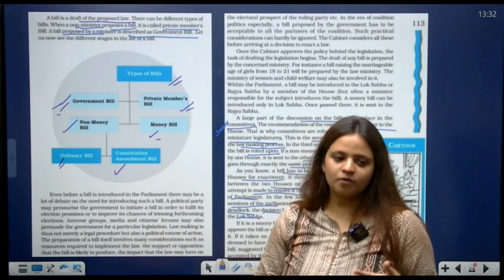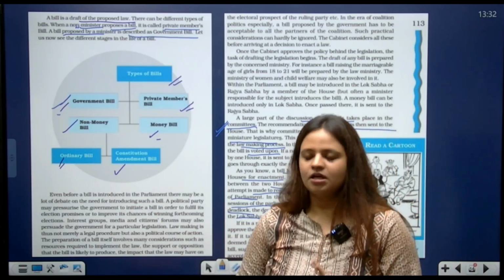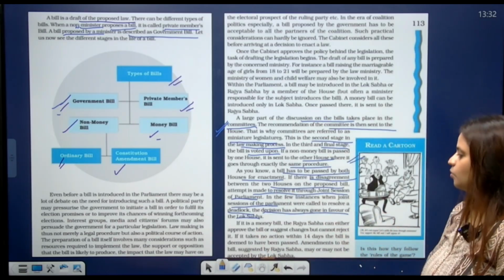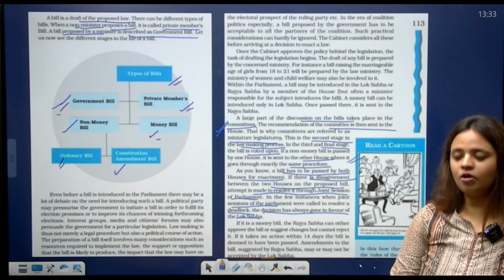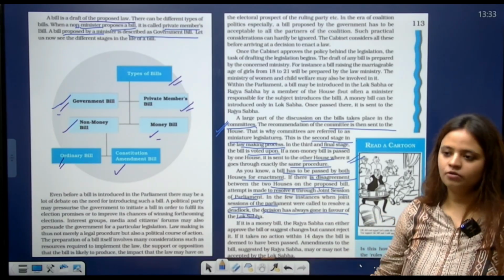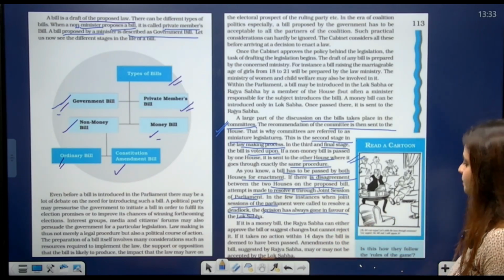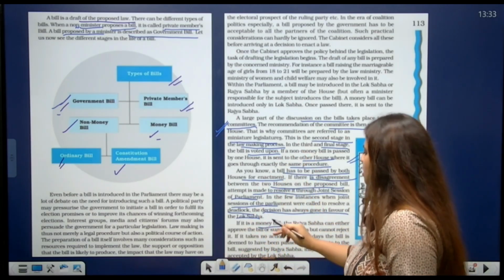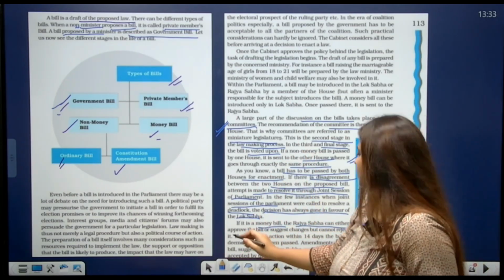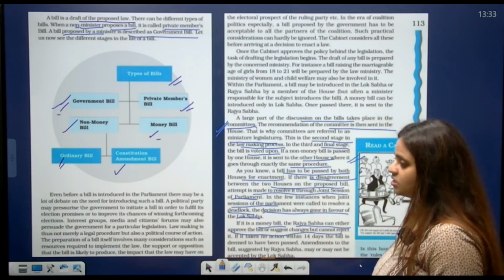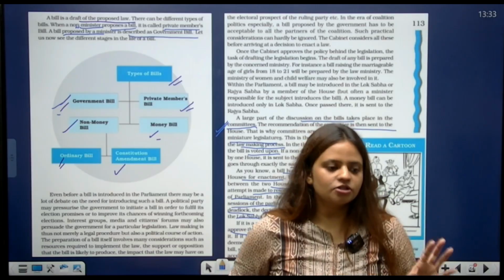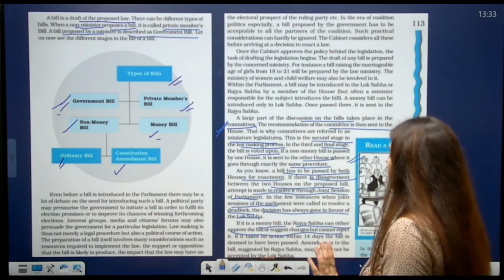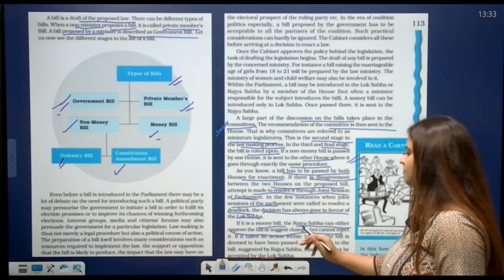Why Lok Sabha? Because, as I have told you, it is directly elected by the people and hence has more power than the Rajya Sabha. So in case of a deadlock, the favor is always going to be of the Lok Sabha. We have talked about non-money bills. In case of a money bill, the Rajya Sabha has to either approve the bill or suggest changes, but it cannot reject the bill. So Rajya Sabha has no power in case of a money bill. It cannot initiate it, and it can only approve the bill or give some suggestions.